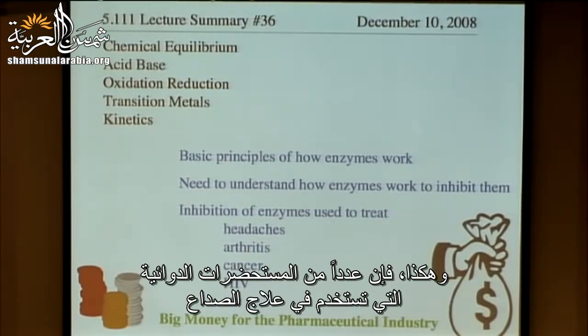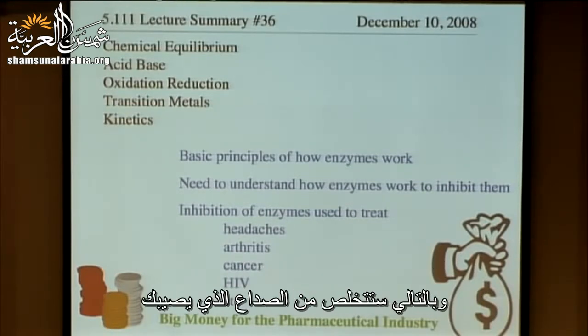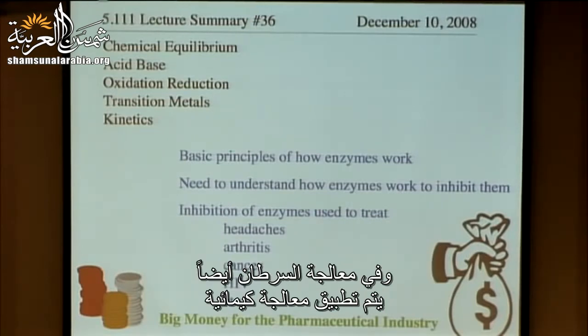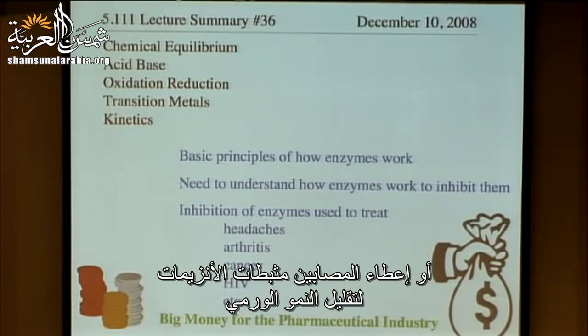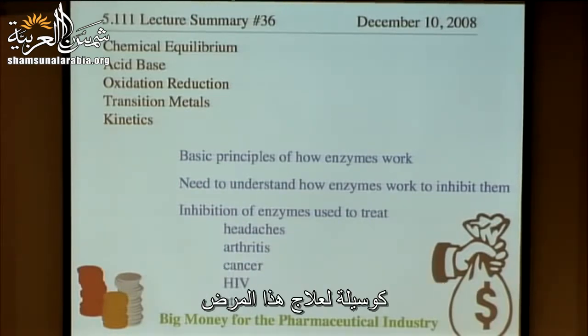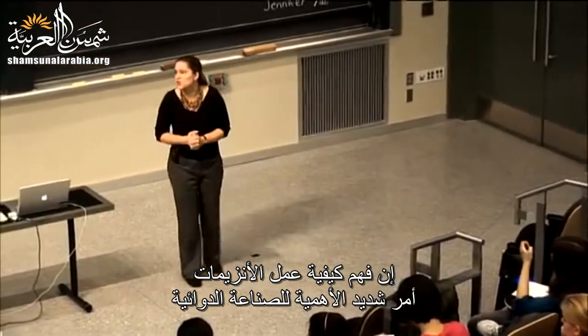Some of the treatments for headaches are pharmaceuticals geared toward enzymes called prostaglandin synthases. They inhibit those enzymes from working, and that gets rid of your headache. Arthritis, for example, is also treated by a lot of the same medications that treat headaches. In cancer chemotherapy, you're often giving people inhibitors of enzymes to decrease tumor growth. And we talked last time about inhibiting HIV proteases as part of a treatment for HIV. So understanding enzymes is very important for the pharmaceutical industry.